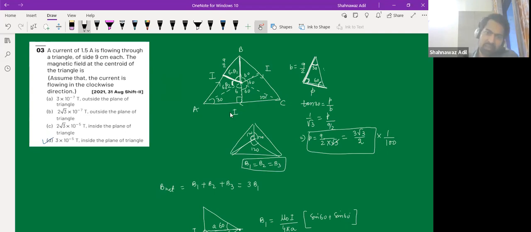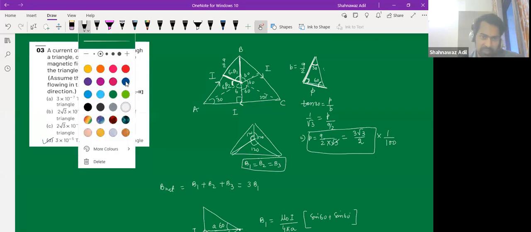Yeah. So why have I taken this direction? Because the current is flowing clockwise. If this would have been anti-clockwise, then what would be the direction, guys? If the current would have been anti-clockwise, then B would be outside, right? Yes, sir. Yeah, so this part is very important, right?